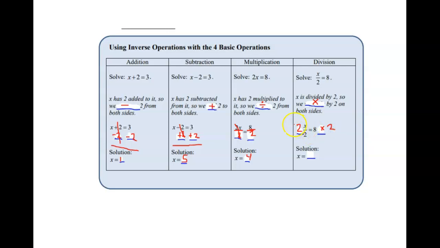Well, on the left side, if I multiply a fraction by 2, again, we have the same thing that happened over here, where the 2's have to cancel each other out. So I end up with x, and on the right side, 8 times 2 is 16. So I know x equals 16. Again, inverse operation, guys, and doing the opposite is how we're going to solve these equations. So let's do some practice.